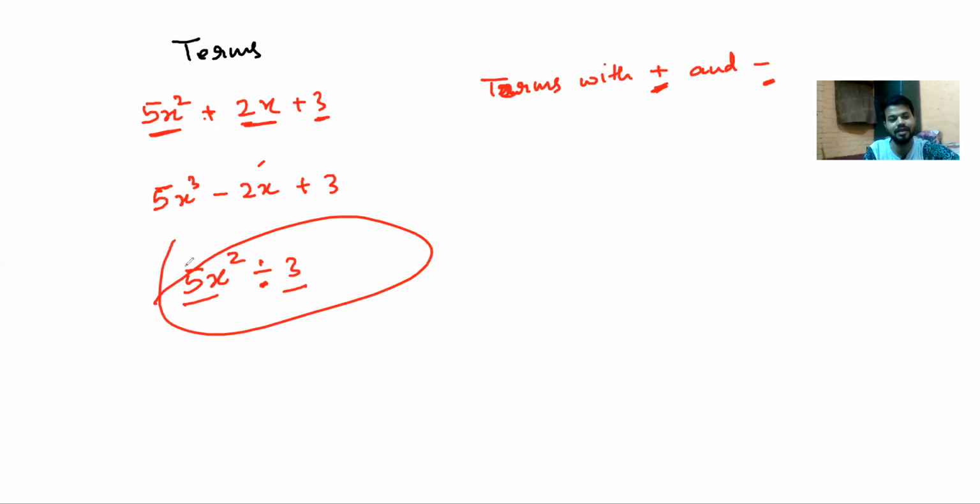Okay, there is one more example and you will understand more by this example. 5x cube multiplied by 9. So how many terms are there? Here also we are having 1 term only, because we cannot differentiate the terms with the multiply sign. Okay, so basically we are going to differentiate the terms with plus and minus sign. I hope it is clear now.